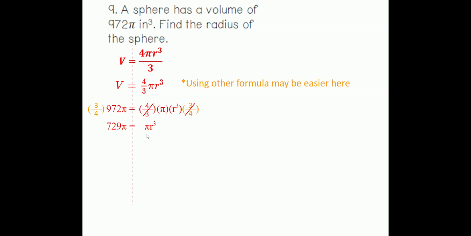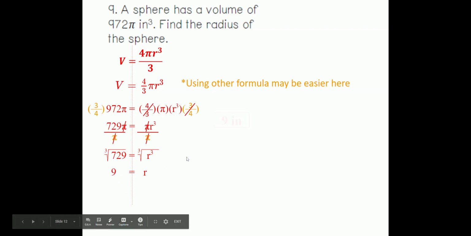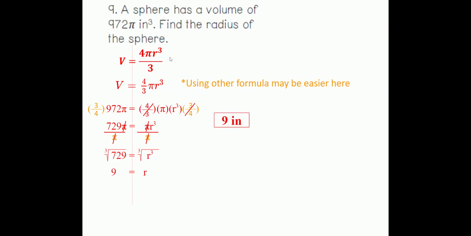Now, get radius by itself. I'm going to divide by pi, which means I divide the other side by pi. The pi's get canceled on this side, and they also get canceled on the other side. I'm left with 729 on this side and radius cubed on this side. Do a cube root. Cube root of r cubed is r. Cube root of 729 is 9. So my radius for this sphere is 9 inches.